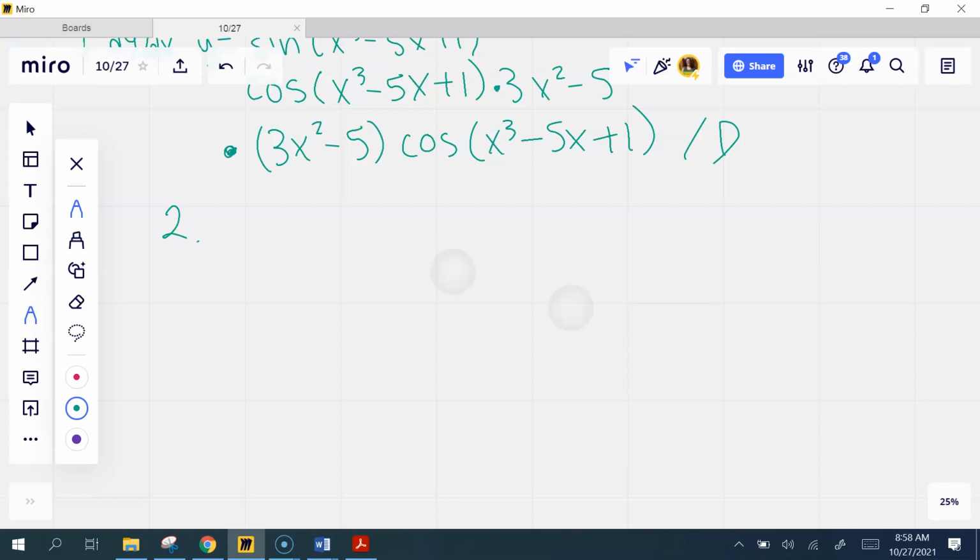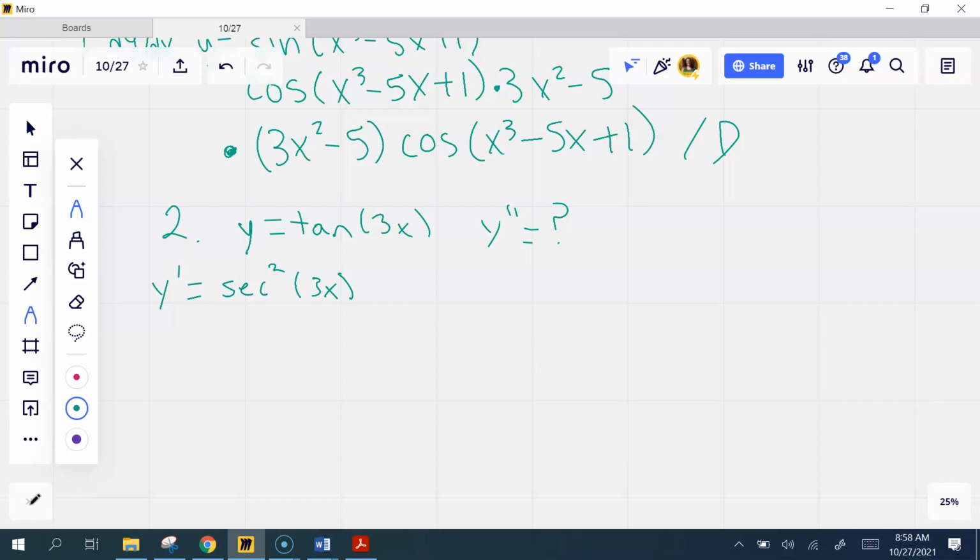So we got y equals tangent 3x, and we want to find the second derivative. So for the first derivative, we don't have to do power rule, so we do the trig. So we get secant squared 3x because that is the derivative of tangent.